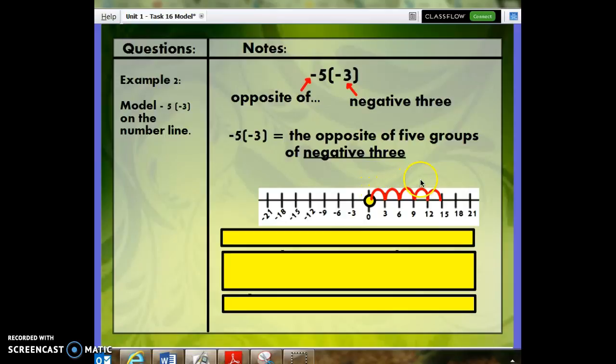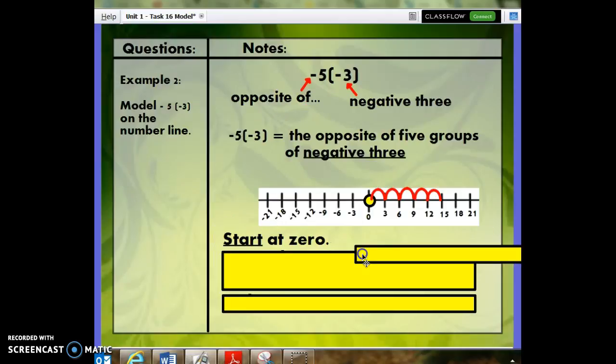3, 6, 9, 12, 15. So when you have that negative 5, it's really saying the opposite of 5 groups of negative 3. So instead of negative 15, the answer is positive 15. If that's a little tough to swallow, we're going to do another example right now.